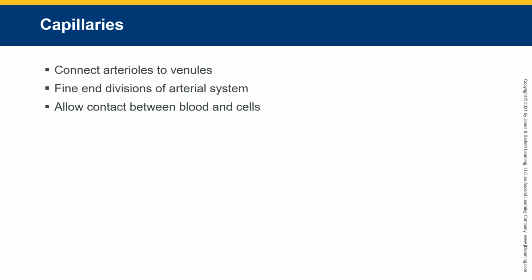All right, your capillaries connect to the arterioles and the, I'm gonna say this wrong the entire time, the venules. That's how I say them. Fine divisions of the arterial system allow contact between blood and cells. That's how your oxygenation gets all the way around.